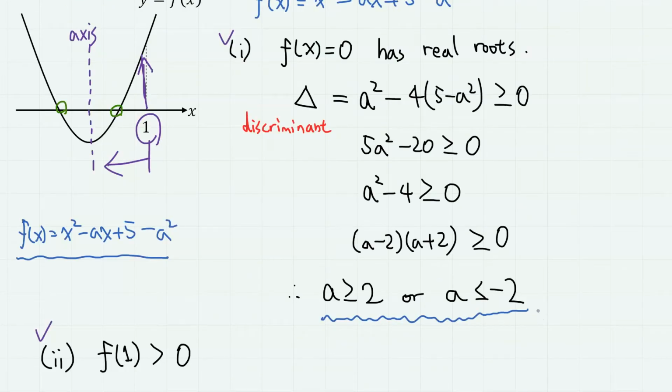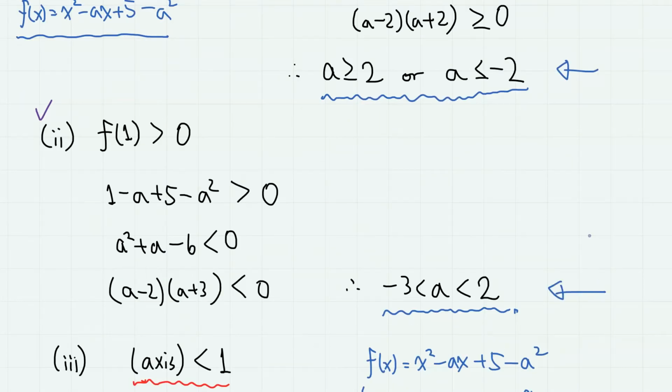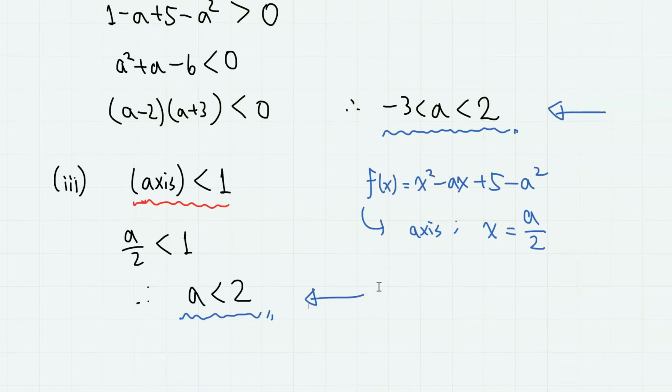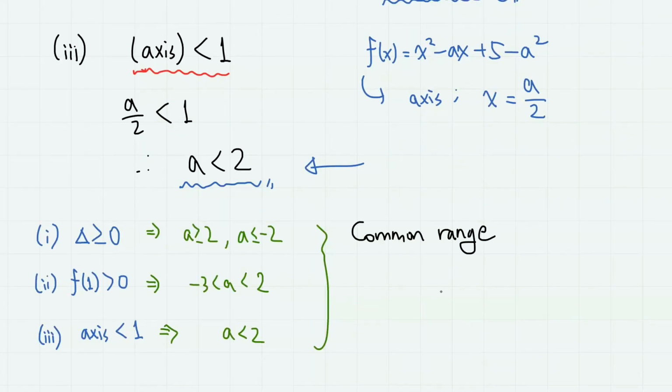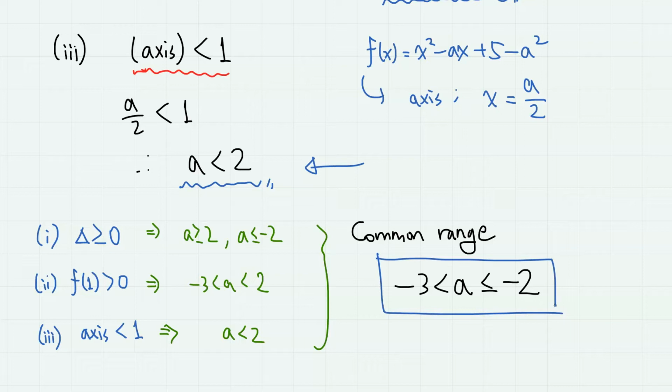Now we have to find a common range between these three. So the common range between these three is a is greater than minus 3 and less than or equal to minus 2. And this is the possible range for a for case 1, where both roots are less than 1. Now let's move on to another case.